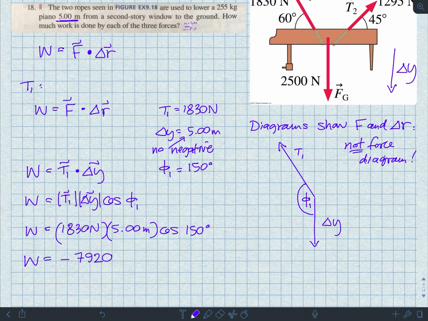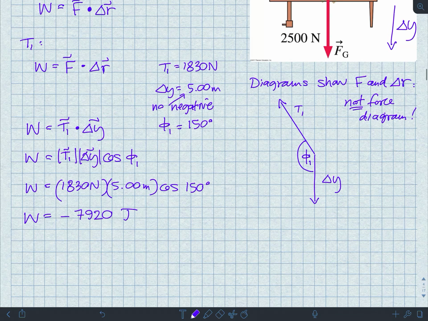Now let's look at the units. The units are newtons times meters, and newtons times meters are joules. Let me show you that over here. Newton times meters is kilogram meters per second squared times another meter. That gives us kilogram meters squared per second squared, which is defined to be the joule. That's the unit that we're going to be using for all energy measurements.